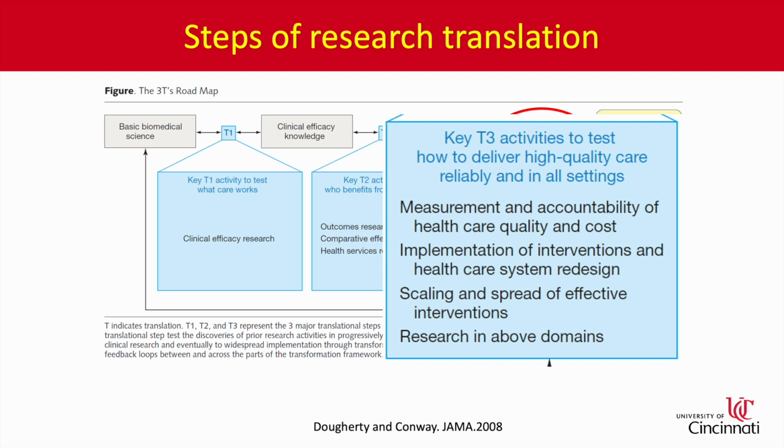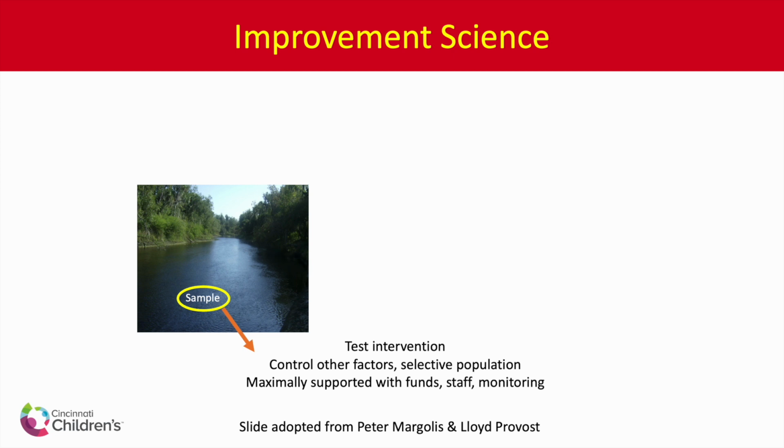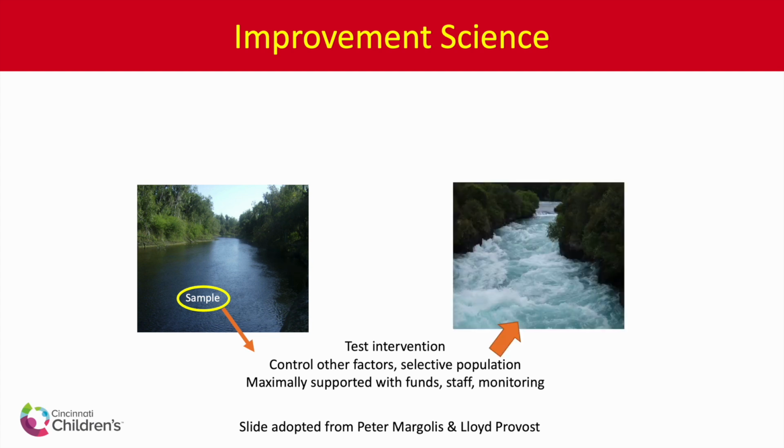So let's look at the definition of improvement science. In typical trials, we take a sample from the population and control the factors as much as possible. We have inclusion-exclusion criteria, we have extra funds, resources, and research coordinators to tightly support all activities. Now, once we get the results, we want to generalize them to the whole population. But in real life, we know it's not always such a calm lake. Rather, it's a gushing river.